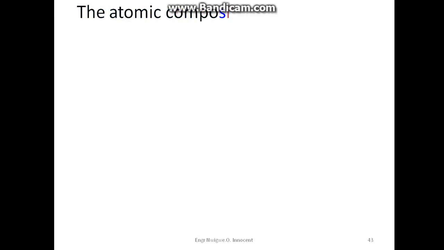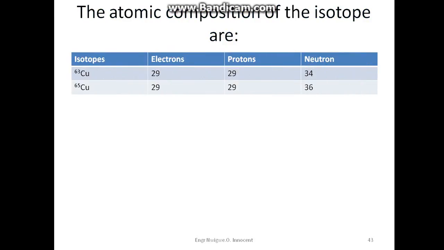Therefore, the table below shows the atomic composition of the isotopes. For isotope copper-63, the electrons will be 29, the protons will be 29, and the neutrons will be 34. For isotope copper-65, the electrons will be 29, the protons will be 29, while the neutrons will be 36.